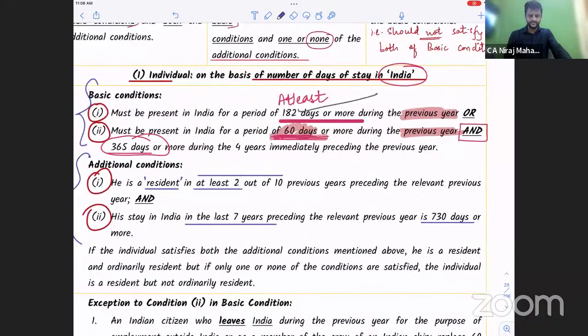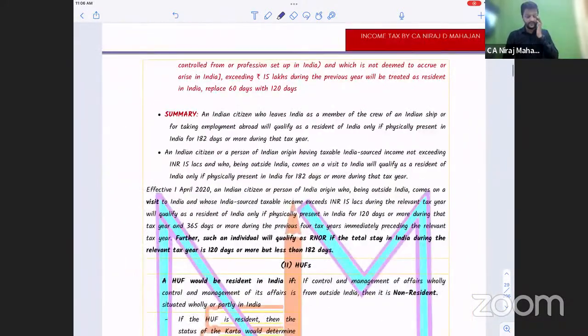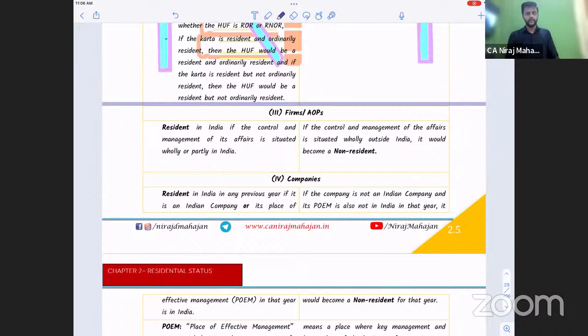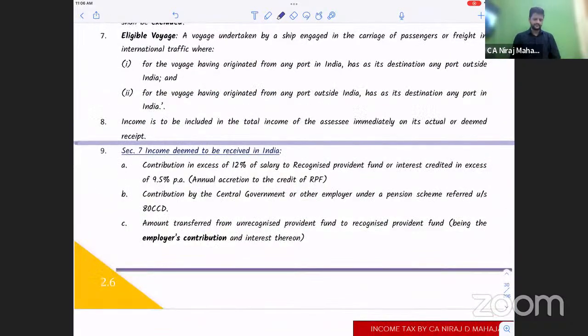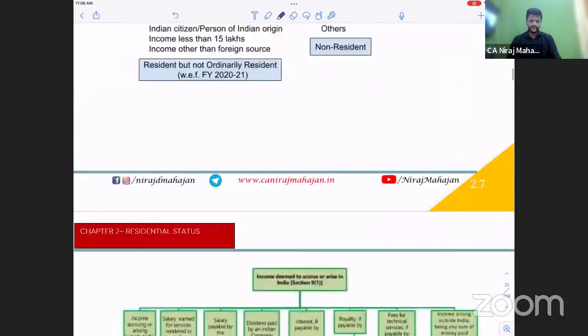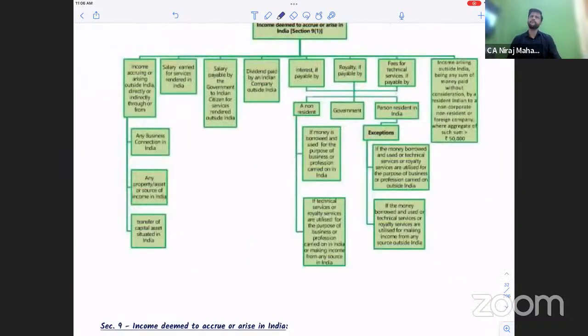Don't read this part, what additional and basic condition we have seen now. After that, immediately don't read anything. Start from firm and AOP. Can you see that? Next page, 2.5 something. Start from there till the next page, point number 8. That's it. Okay, everybody. And obviously, whatever is happening in class, you have to revise it properly.